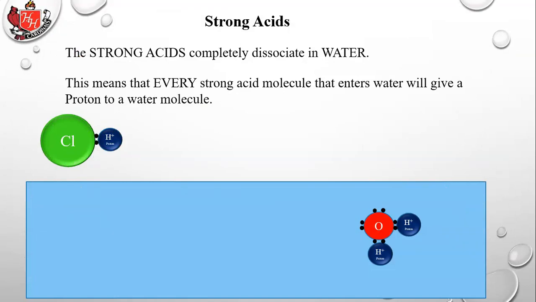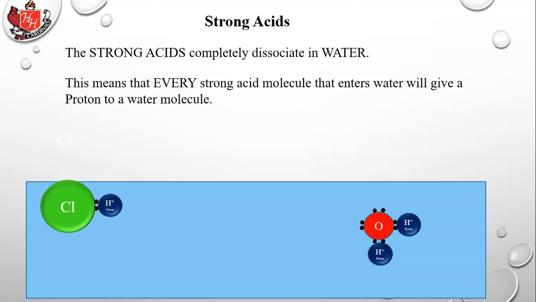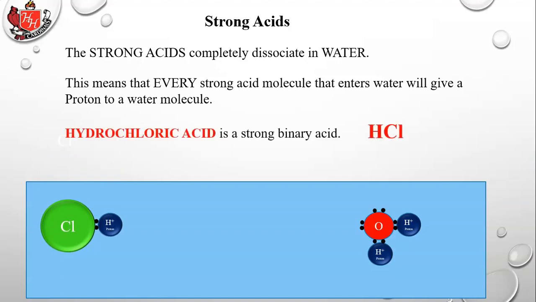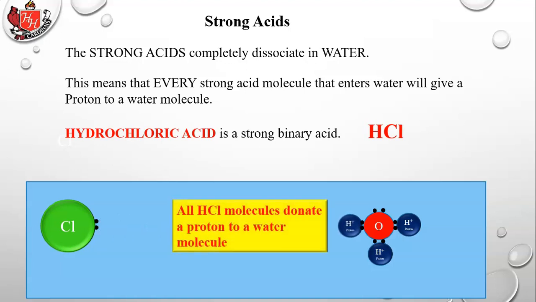Strong acids completely dissociate in water. This means that every strong acid molecule that enters water will give a proton to a water molecule. So what you're about to see is a very repetitious series of all the strong acids to help reinforce your memory of them. So here we have hydrochloric acid. Hydrochloric acid is a strong binary acid, HCl. All HCl molecules donate a proton to a water molecule.